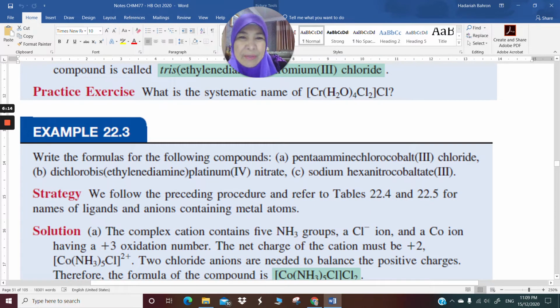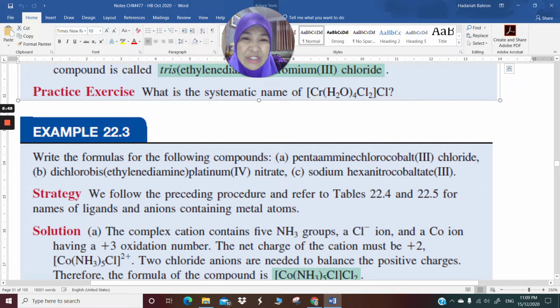Oh, how do we name this one? This is quite interesting. You have Cr, water 4 times, chloro 2 times, and chloride 1 time. There is a difference. These two are chloro because they are within the square bracket, so they are acting as ligands. But this particular chloride is not acting as ligand, it is acting as counter ion, so we don't call it chloro, we call it chloride.